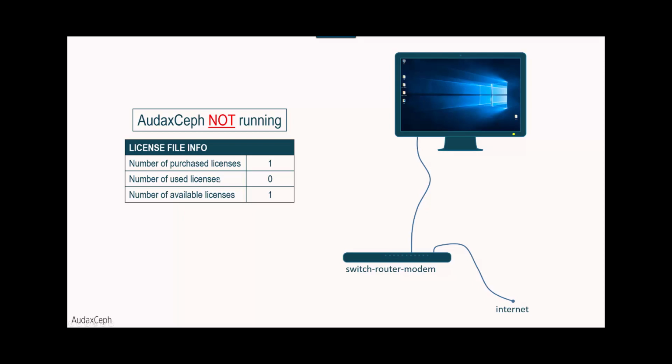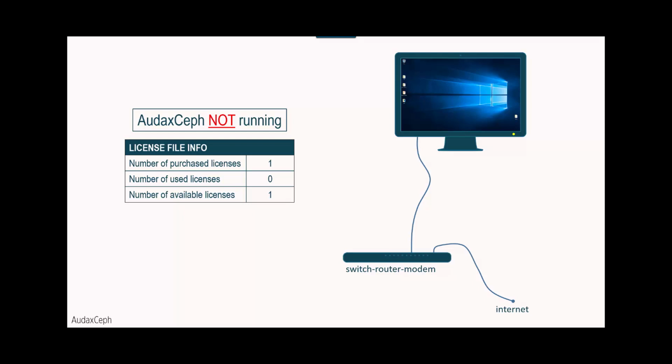Then the number of used licenses. If 1 AudaxCeph is running, there will be number 1. If 2 are running, there will be number 2, etc. If AudaxCeph is not running, this number is 0. So number of used licenses when software is not running is 0. And this is the number of available licenses, which indicates how many licenses are available to run.